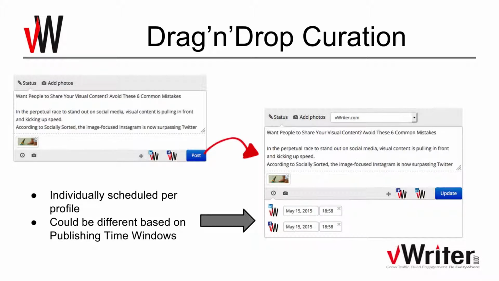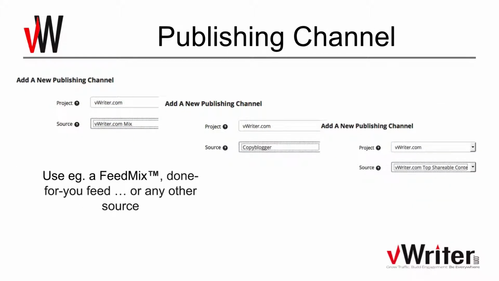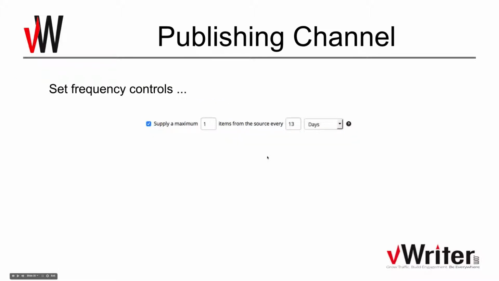So you can also do content curation using publishing channels, like I just mentioned, and this really just shows you the different types of source feed you can add in there. So you can set one up with a feed mix, any kind of standard feed. So that's just the RSS feed for the Copyblogger website, or there's the done for you content feed that we looked at earlier on. So you can set up a publishing channel with any of those types of feed to help with content curation. You can set frequency controls.